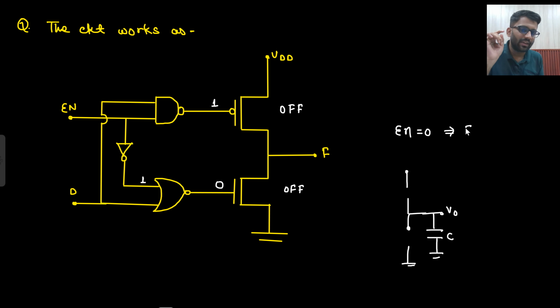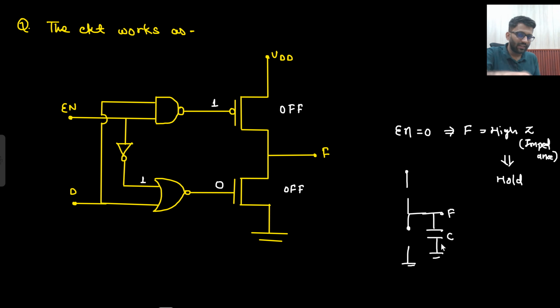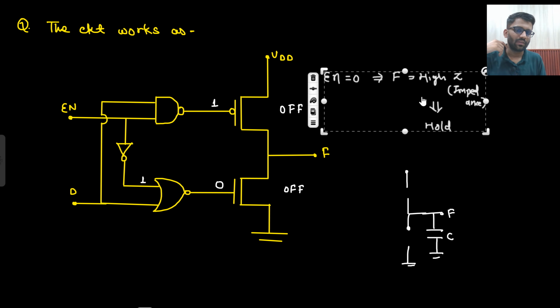So what I will write, my F is, this is your F actually. Both are off. So my F is high Z. We used this term when we were studying the tri-state buffer. Z stands for impedance, that means high impedance. So this is the high Z state. And in the high Z state, what do you see? Hold operation. The capacitor is holding its previous state. So this is your enable 0.